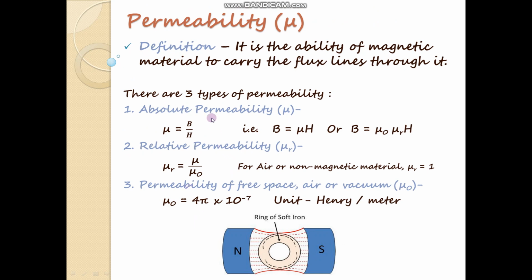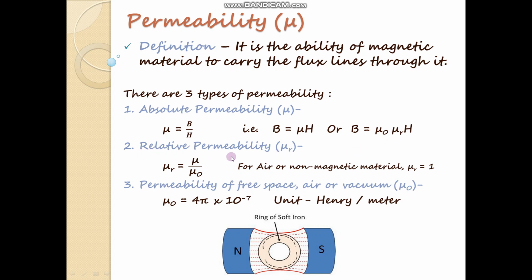First is absolute permeability, which is denoted by the letter mu and given by the ratio of B to H, means magnetic flux density to the magnetic field strength. From this formula, we can rearrange this and we will find B as mu into H, or mu 0 mu r H. What are mu 0 and mu r? These are the other two types of permeability.